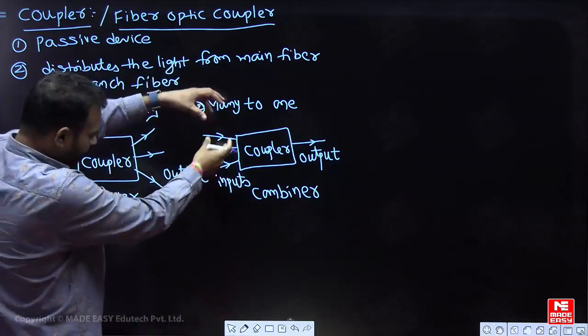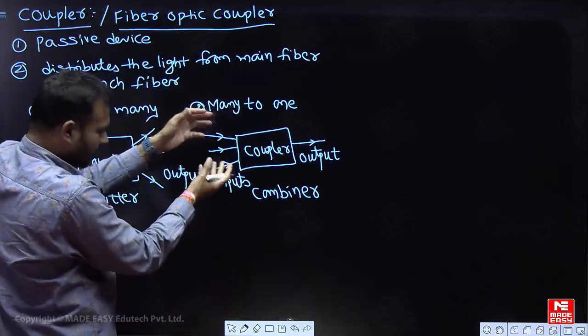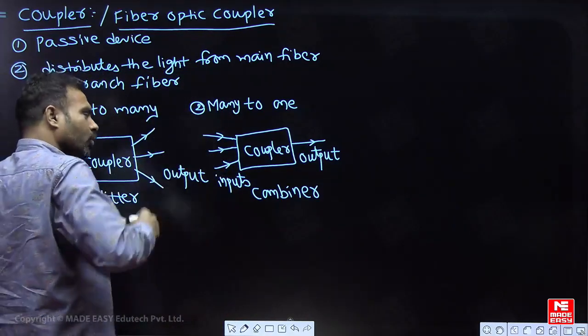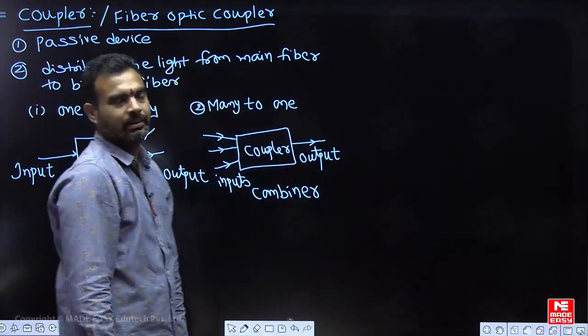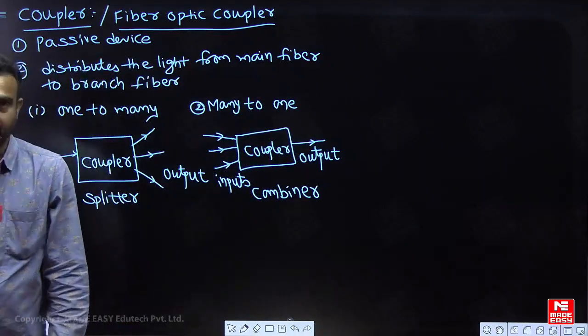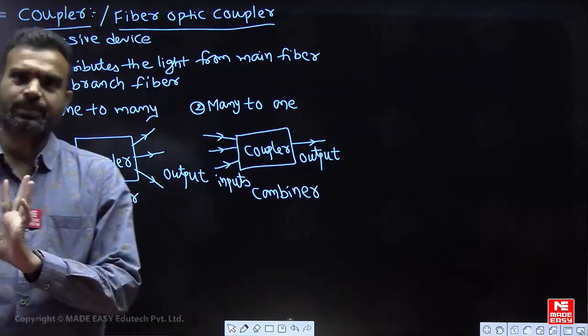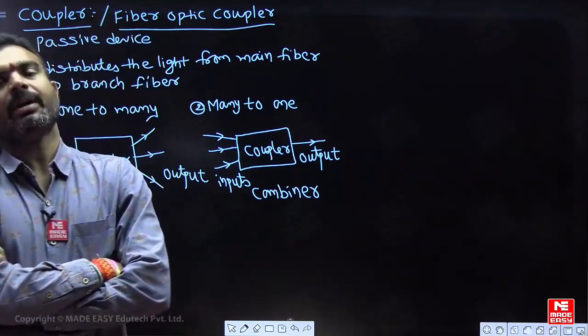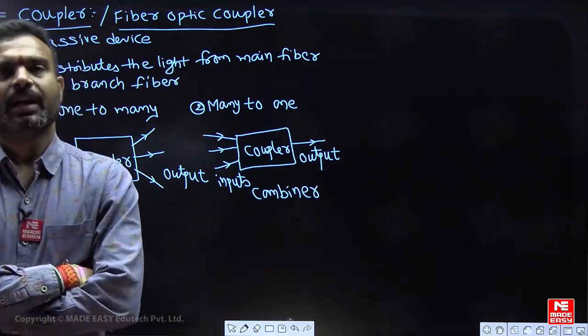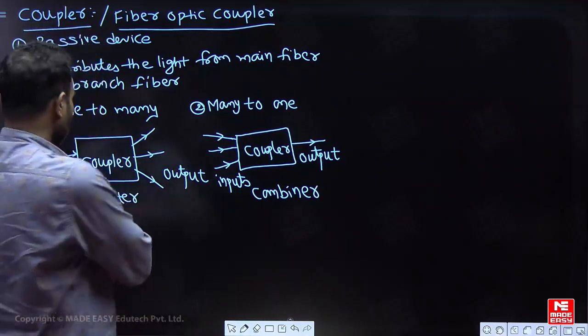From different branches you get the optical power, and the coupler combines that and gives only one output value, bhaiya, and that is called a combiner. So there are two operations present in a coupler: one is splitting, the other is combining. Okay, bhaiya? Very good.